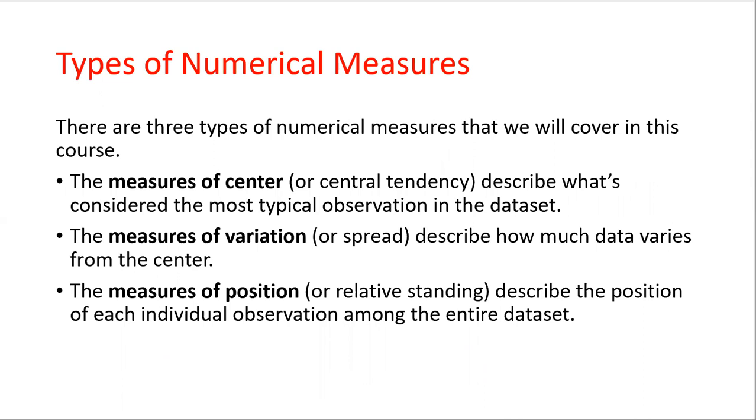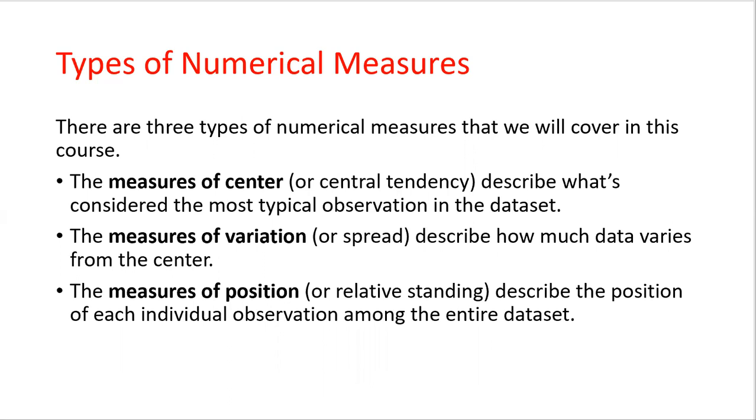So there are three types of numerical measurements that we will go over in this unit. We're going to talk about the measures of center or measures of central tendency, and they describe what's considered the most typical observation in the data set. The next one is the measure of variation or spread, and that describes how much data values vary from that central value. In other words, are the data measurements more or less alike, or are they very different among each other?